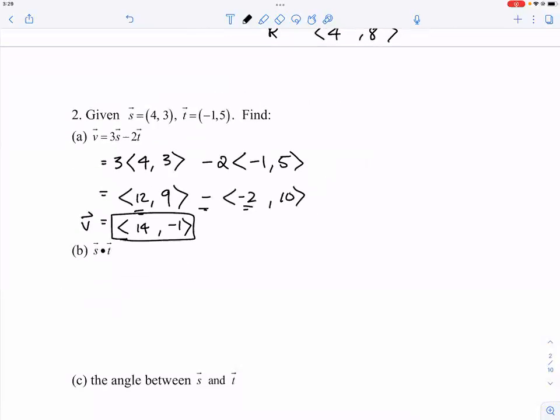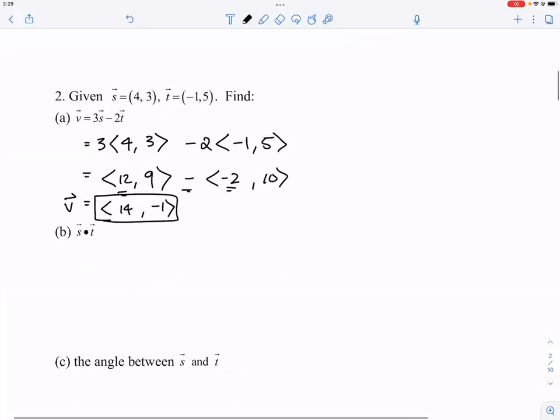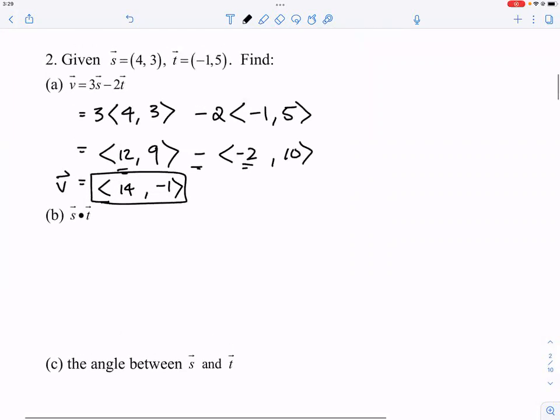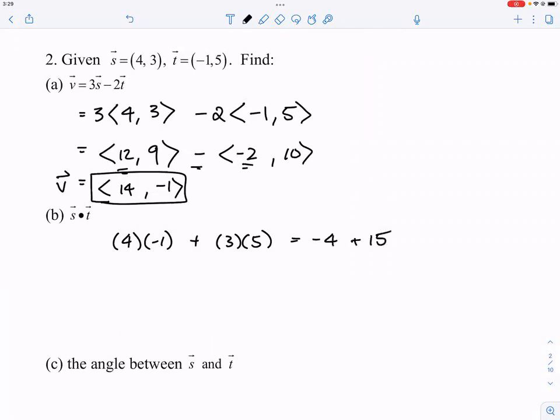Okay. Moving on to part B, we have S dot T. So remember the dot product, it's simply multiplying the X components together and then multiplying the Y components together, and we can add them up. Okay, just be careful with the computation, the arithmetics. So negative 4 plus 15, you get 11. So that's a dot product.